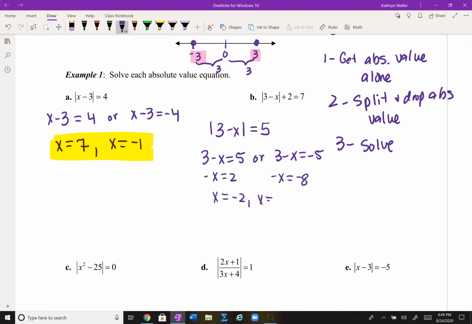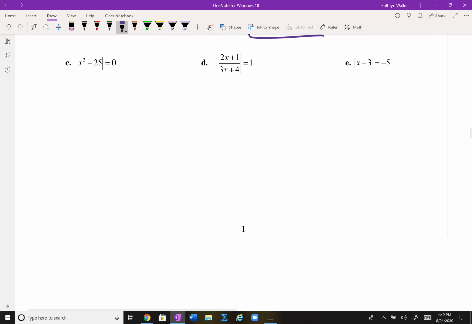Change both the signs, you get x equals 8, and you're done, okay? Now, we have to be careful how we write things in here, in this class. So you could write it like that. You could also write it as x equals negative 2, comma, positive 8. Either one of those is fine, okay?